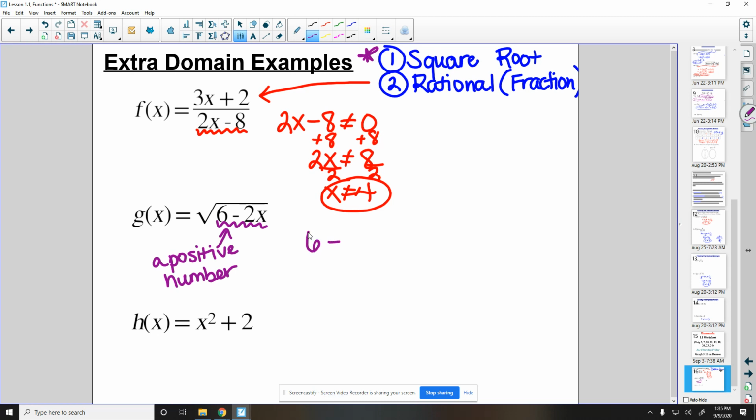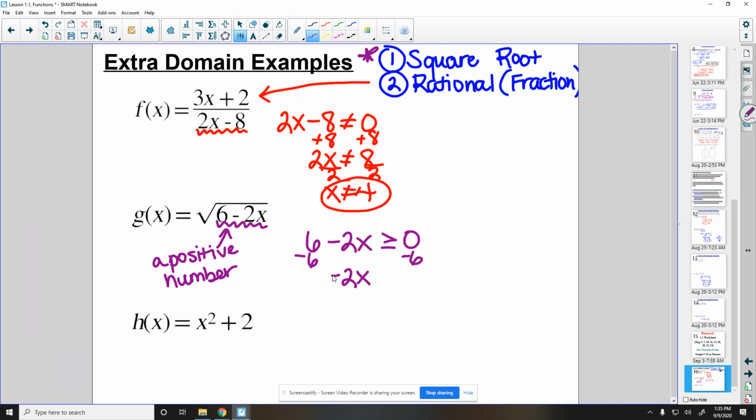So we're going to take the inside stuff and we're going to write a statement saying it has to be a positive number, which we would write as an inequality, saying that it has to be greater than or equal to 0, because anything greater than or equal to 0 is a positive number, okay? And then you're going to simply solve for x just like you did in the last one.